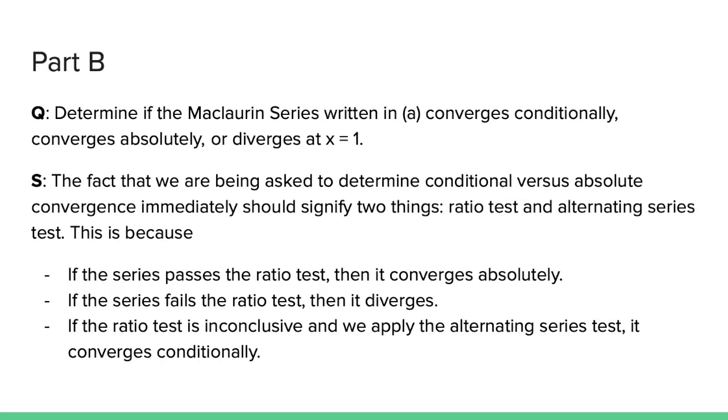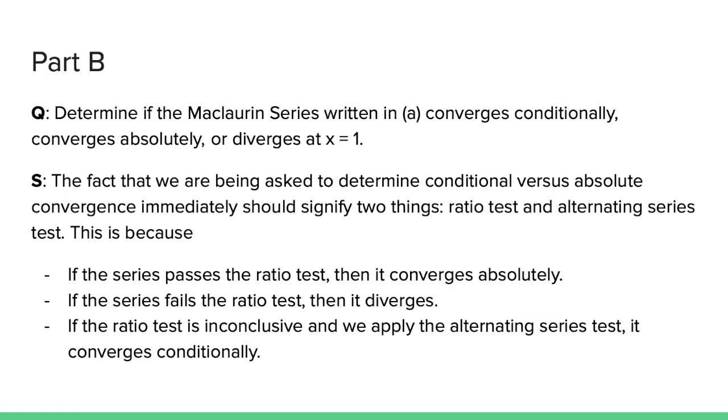Now for part B. Determine if the Maclaurin series written in part A converges conditionally, converges absolutely, or diverges at x equals 1. So the fact that we're being asked to determine conditional versus absolute convergence immediately should signify two things, the ratio test and the alternating series test. If you don't have a strong understanding of the series tests, then you should probably go check out our other video on the 10 different types of series tests.